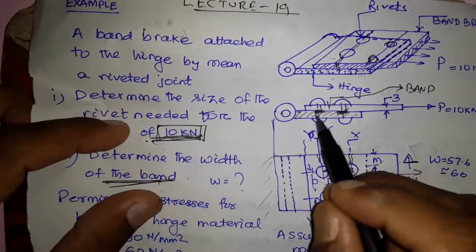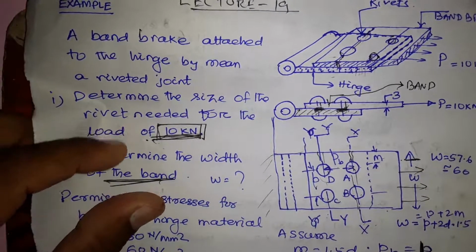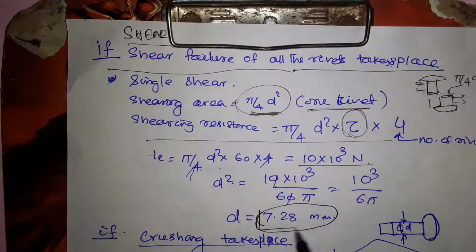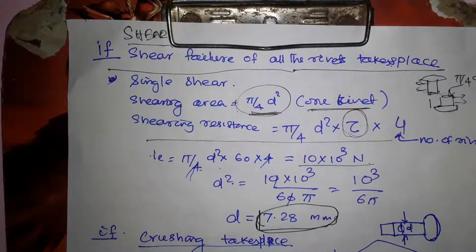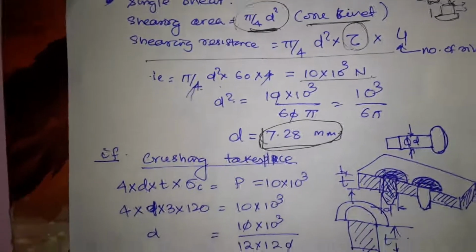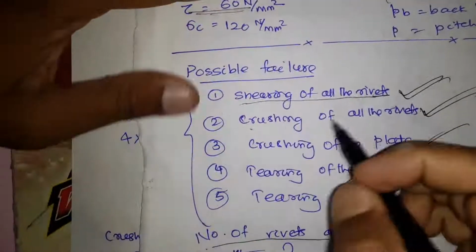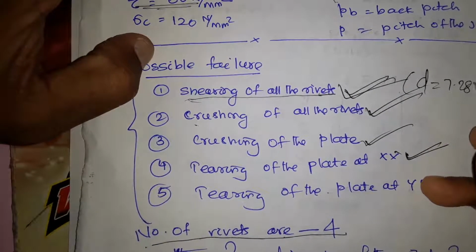That means 4 rivets, and the thickness of the plate is given to be 3 millimeter. Here in this case, the plate as well as the rivet material have the same strength. Now if we take the diameter of the rivet to be 7.28, it will not fail in shear, and it can easily take the load of 10 kilonewton. Now what will be the crushing? Out of the possible failures, we see that the diameter for shear comes out to be 7.28 millimeter.